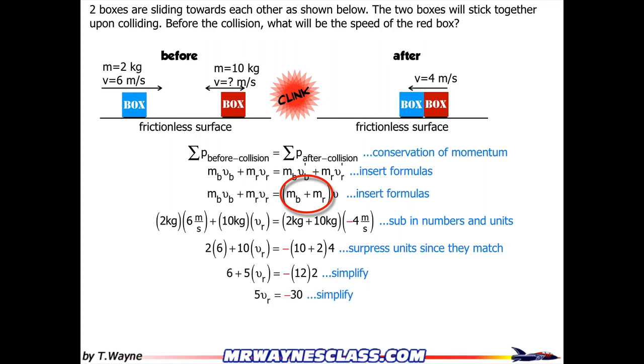And then I'll start to isolate for the velocity of the red box before the collision. And I get the velocity of the red box before the collision is -6 meters per second to the left. And I know it's going to the left because the answer is negative. Now I kind of expected that.